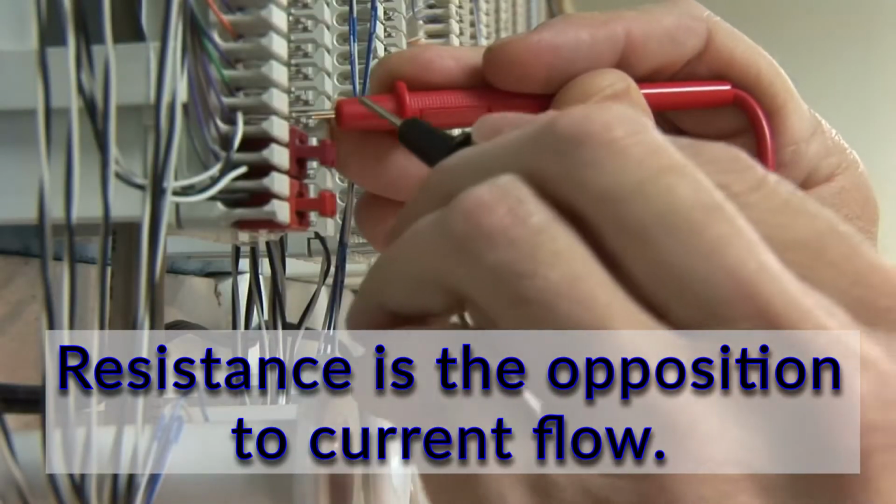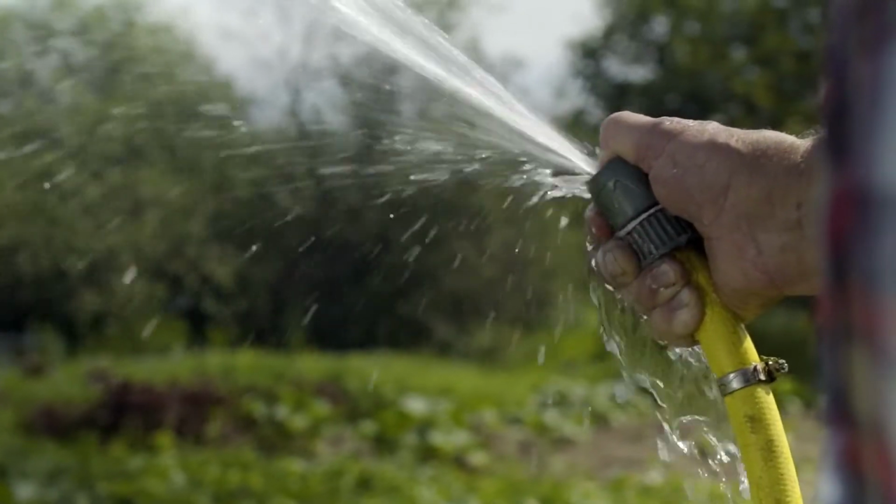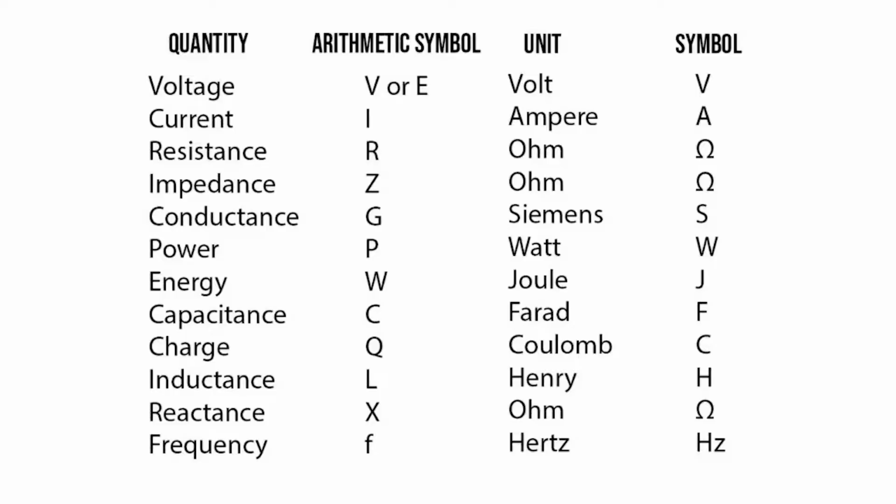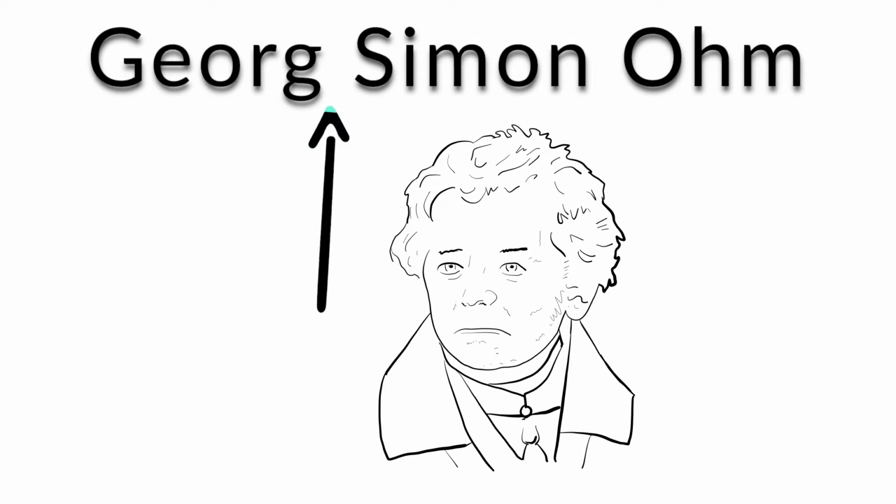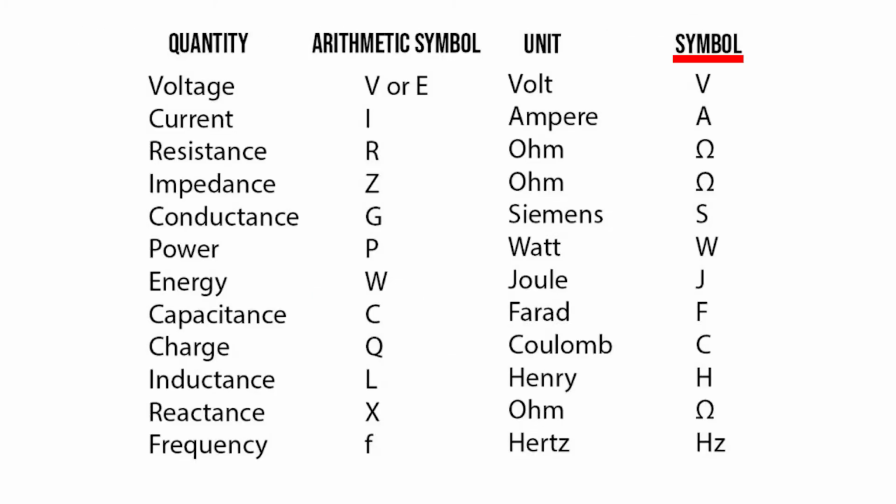Okay, resistance is the opposition to current flow. That's a pretty easy concept. Just like kinking a garden hose causes resistance to the flow of water through the hose, adding resistance in an electrical circuit hinders the flow of current in a circuit. The equation symbol for resistance is R, and the unit for resistance is the ohm, named after George, without an E, because his last name is Ohm. Anyway, the symbol for the ohm is the Greek letter omega, and it looks like a pirate hat.